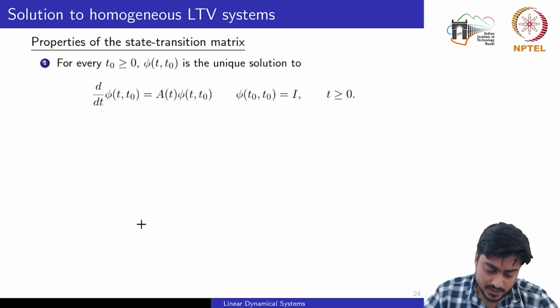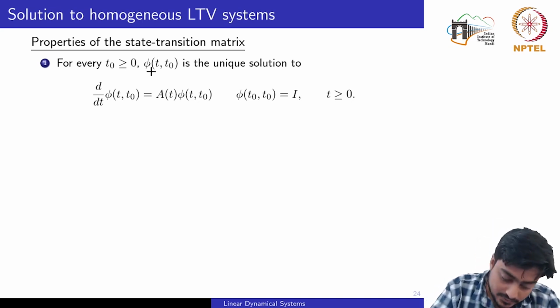So the first property says that for every t naught greater than or equal to 0, phi(t, t naught) is the unique solution to this equation.